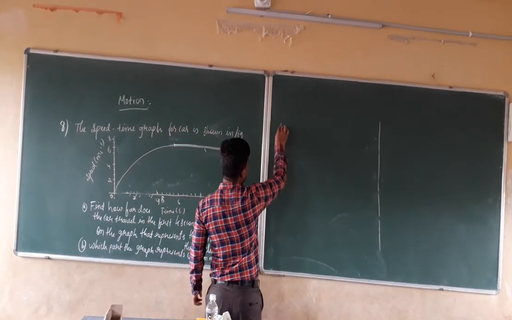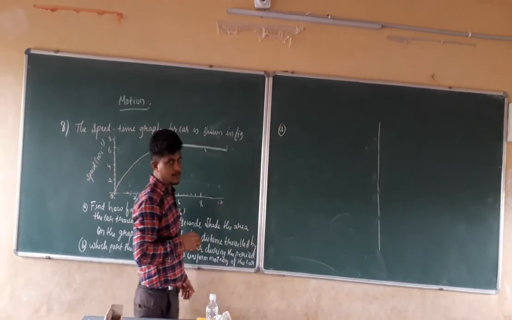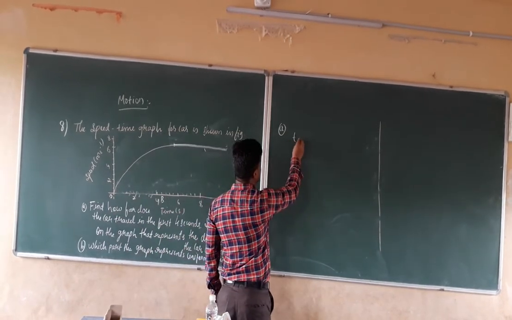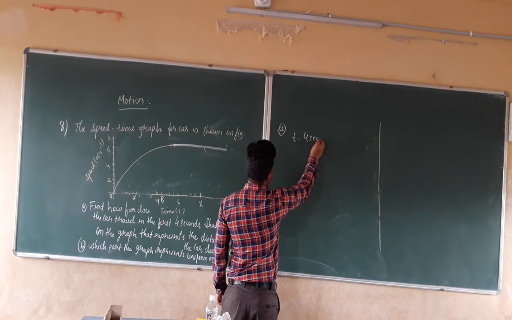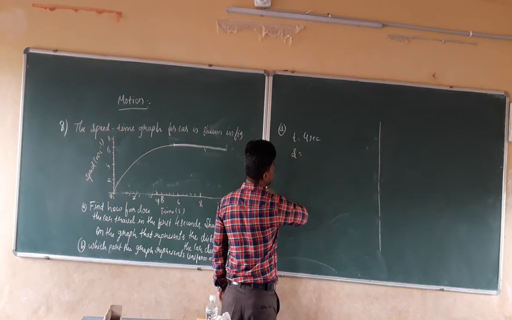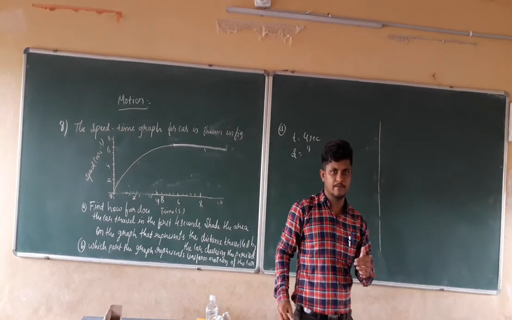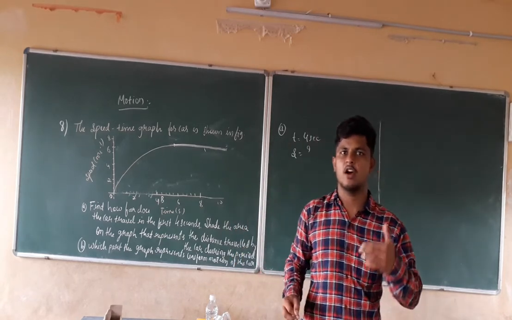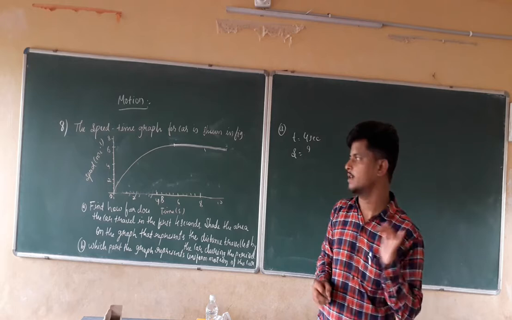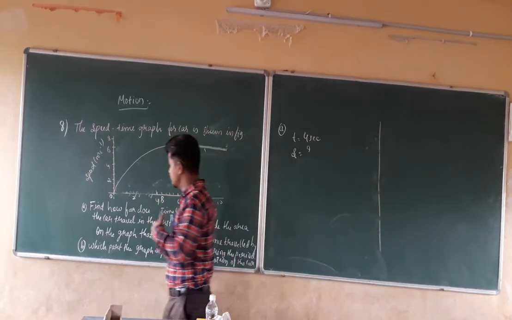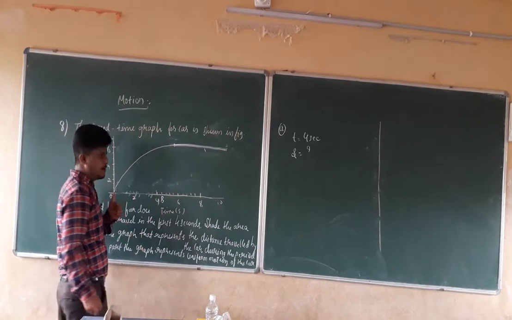So what will the first answer be? For part A, what is given here? They give the time taken, that is t equal to 4 seconds, and we have to calculate the total distance covered, which is equal to question mark. After 4 seconds, how much distance is the car going to travel? We have to find that out. How are we going to find it? By using the graph.